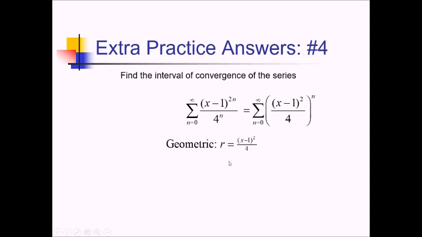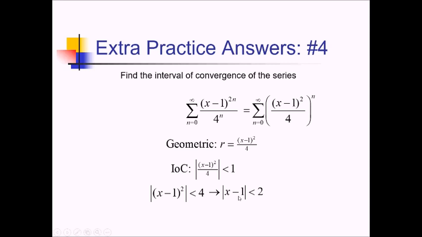That being the case, to find the interval of convergence on a geometric series, we just have to take the absolute value of the R value here and set that less than 1. And now we just have to solve for x. So I can do that by multiplying by 4. So I have x minus 1 squared less than 4. And then square rooting both sides, I can write absolute value of x minus 1 less than 2.